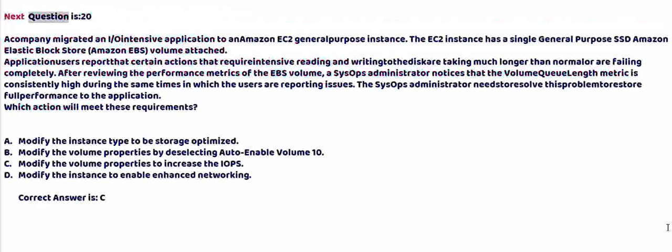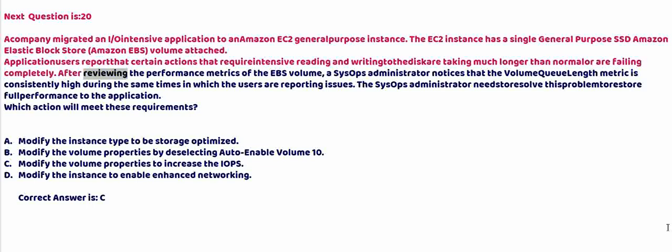Next question is 20. A company migrated an I/O intensive application to an Amazon EC2 general purpose instance. The EC2 instance has a single General Purpose SSD Amazon Elastic Block Store, Amazon EBS, volume attached. Application users report that certain actions that require intensive reading and writing to the disk are taking much longer than normal or are failing completely.